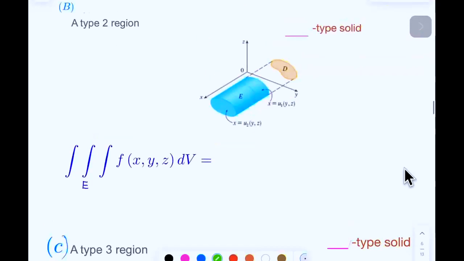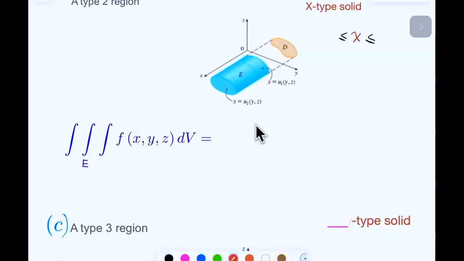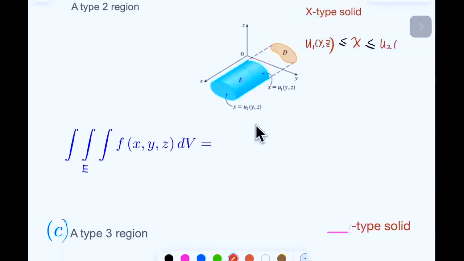Now let's think about type 2 region, right? Type 2 region is like this. Also, what do we call this? What type? It's an X-type. Yes, you got it. So I call this the X-type solid. The x over here is going to be, let me write it down. X is going to be bounded below by u1 of y, z, and bounded above by u2 of y, z.